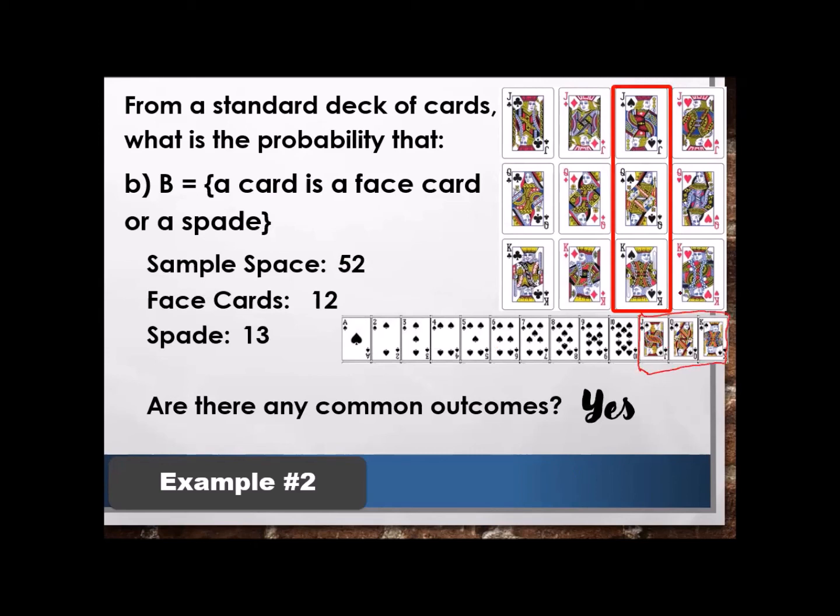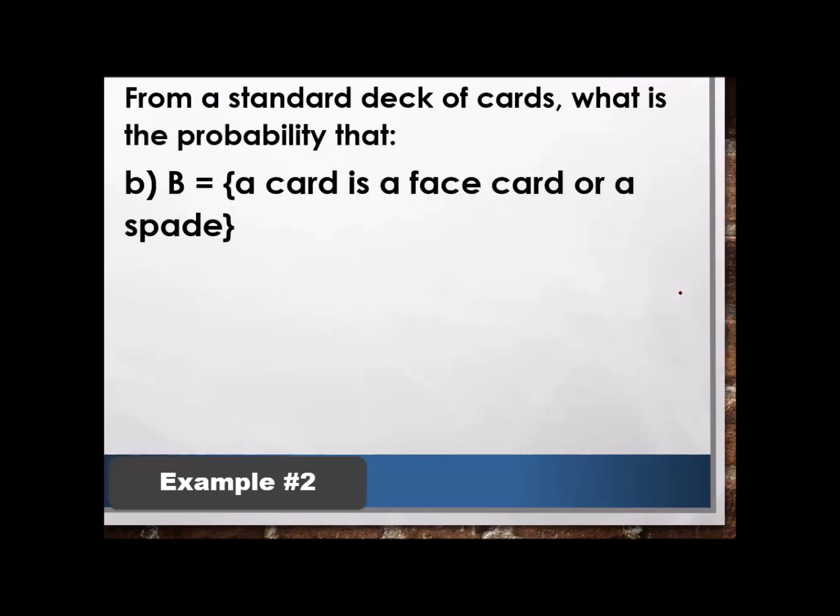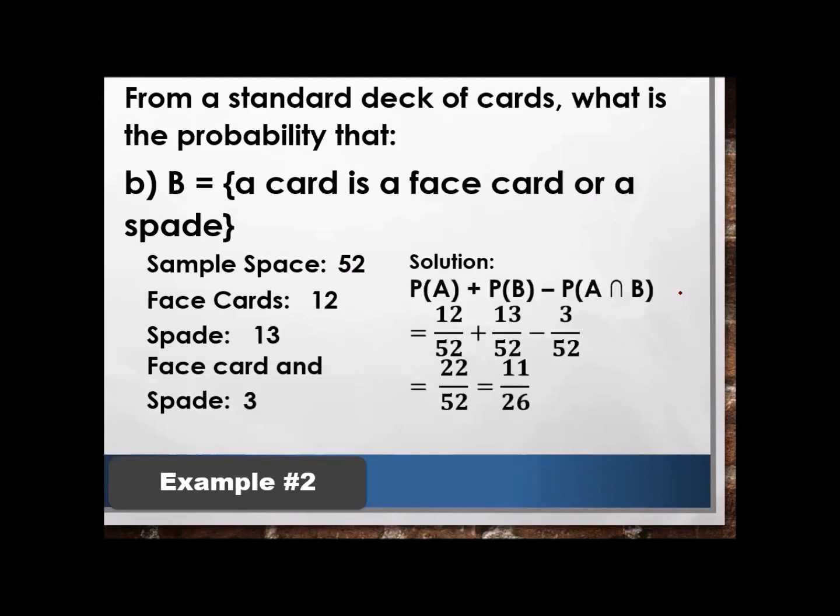Okay, so ibig sabihin, counted yan as 1. So anong gagawin natin? Gamitan nga natin ng formula. So, mangyayari, probability of A, this is your probability of K, A, the face cards. Probability of B is the spade. At syempre, probability of A intersection with B. Okay, so 12 plus 13, that is 25. Minus mo yung umulit, which is 3. Kaya 22 over 52 at ang lowest term ay 11 over 26. So, this is our final answer. Okay.